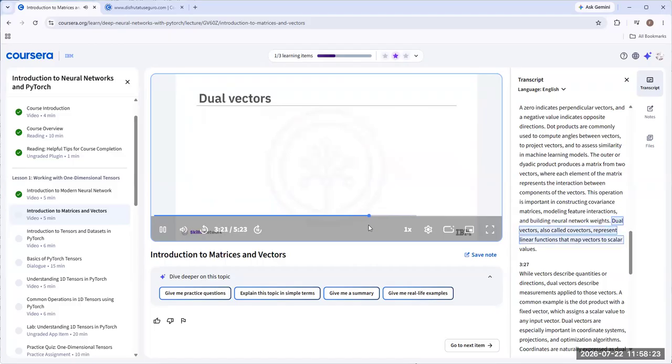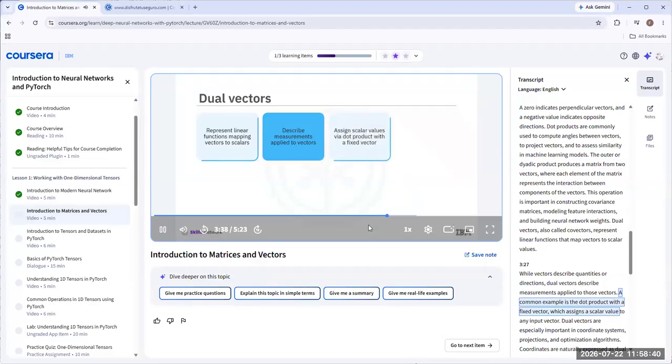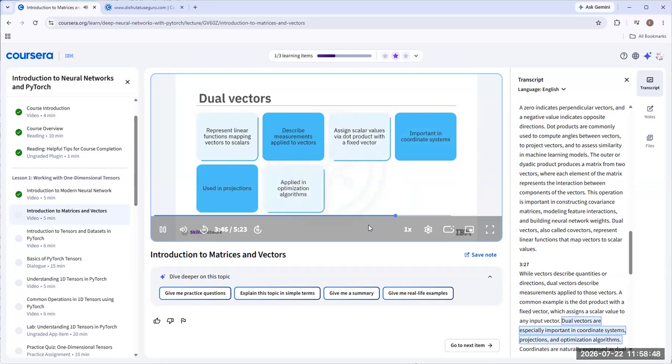Dual vectors, also called covectors, represent linear functions that map vectors to scalar values. While vectors describe quantities or directions, dual vectors describe measurements applied to those vectors. A common example is the dot product with a fixed vector, which assigns a scalar value to any input vector. Dual vectors are especially important in coordinate systems, projections, and optimization algorithms.